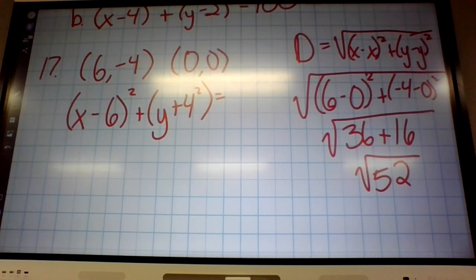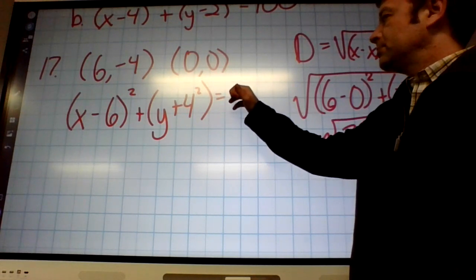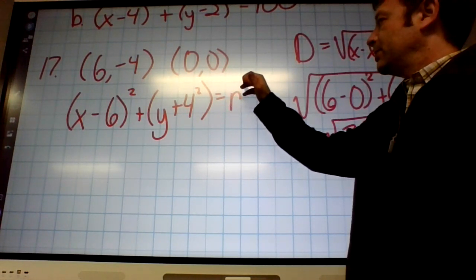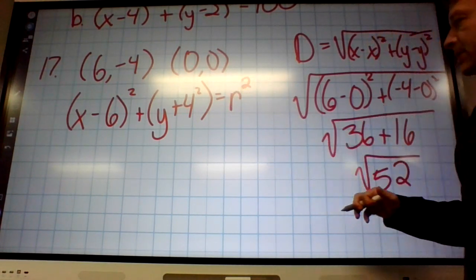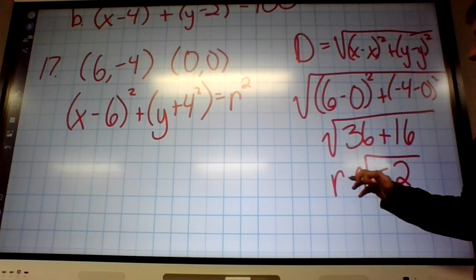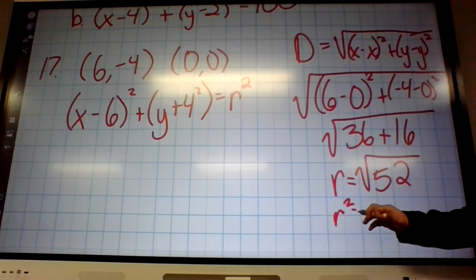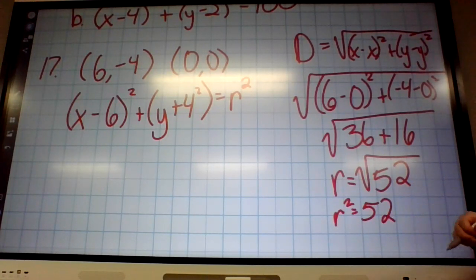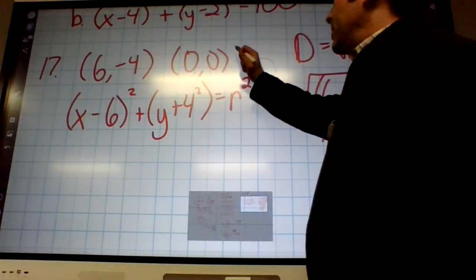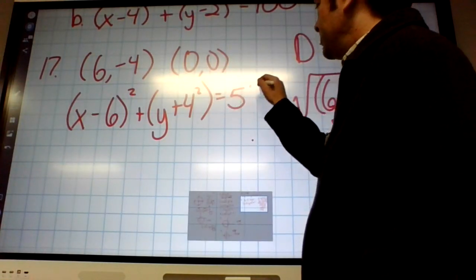Well, normally I would, but in this case, I'm not going to. Do you guys know why? Because what goes right here? R squared. The radius squared. And if this is the radius, then what is the radius squared? 52. So that square root and the square kind of cancel each other out. You just put 52 right here.